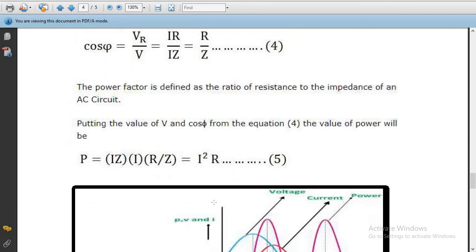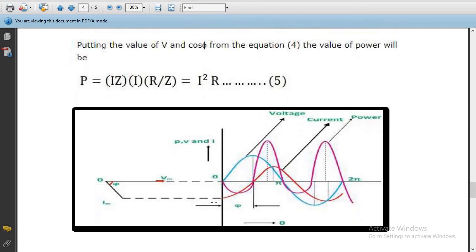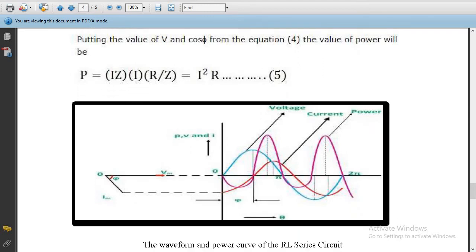Yes, you can see the power waveform over here. This is the voltage waveform, the one shown in turquoise color. Then this is the current. You can see over here that when the voltage is starting, the current is starting later. So there is a phase difference of pi by 2, because when the current is starting, the voltage is already at 90 degrees.